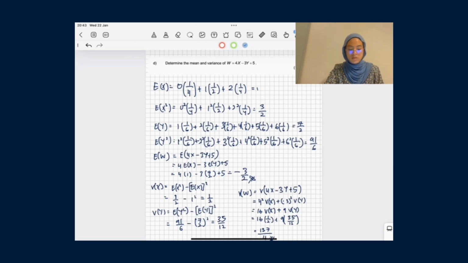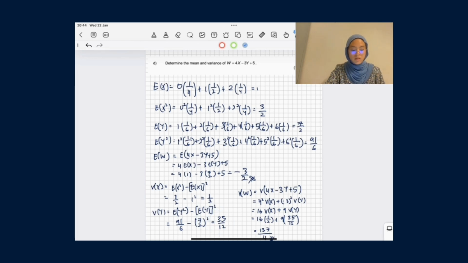So you just substitute the values of EX and EY into this equation. So you get negative 3 over 2 for the mean of W. For the variance of W, you have to find the variance of X and the variance of Y first. We know that the variance of X is E[X squared] minus (E[X]) squared, which you can get 1 over 2. Same goes for the variance of Y. Variance of Y is E[Y squared] minus (E[Y]) squared, which you can get 35 over 12.